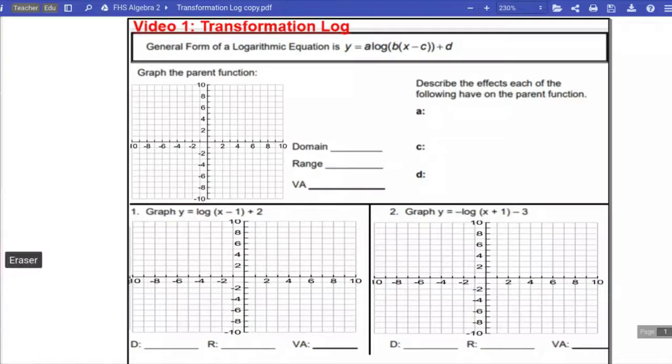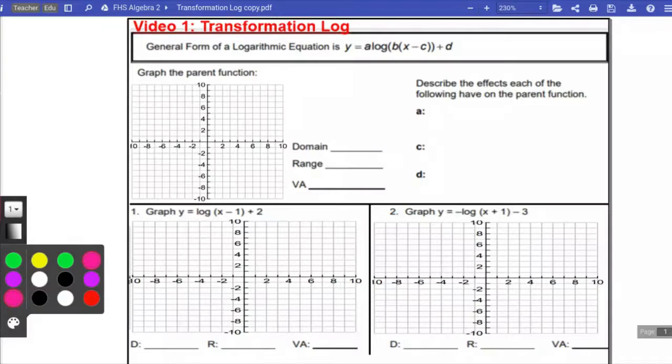All right, what are we going to work on today? Today, we're diving into a new function. It's called logarithm. So we're going to talk about transformation of logarithm. So what are we going to do here?